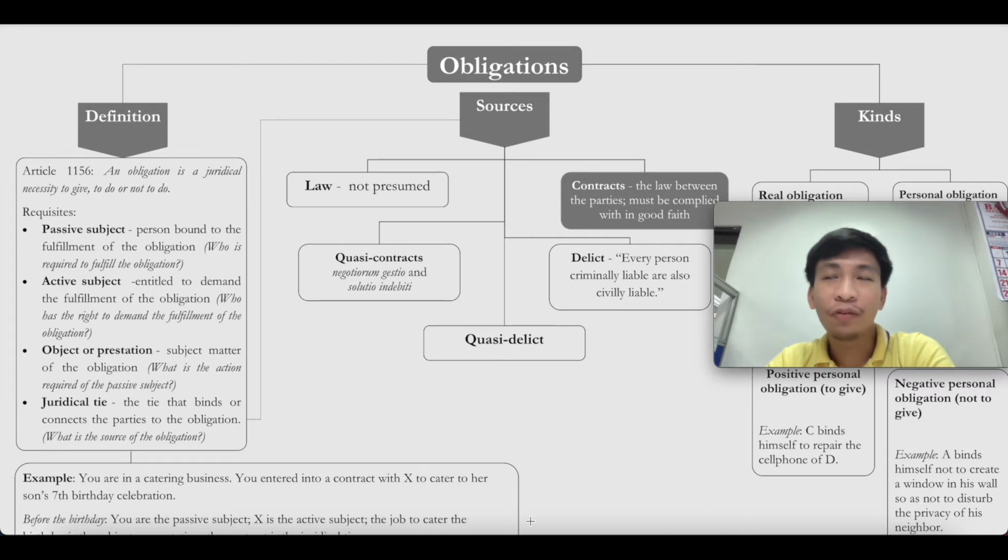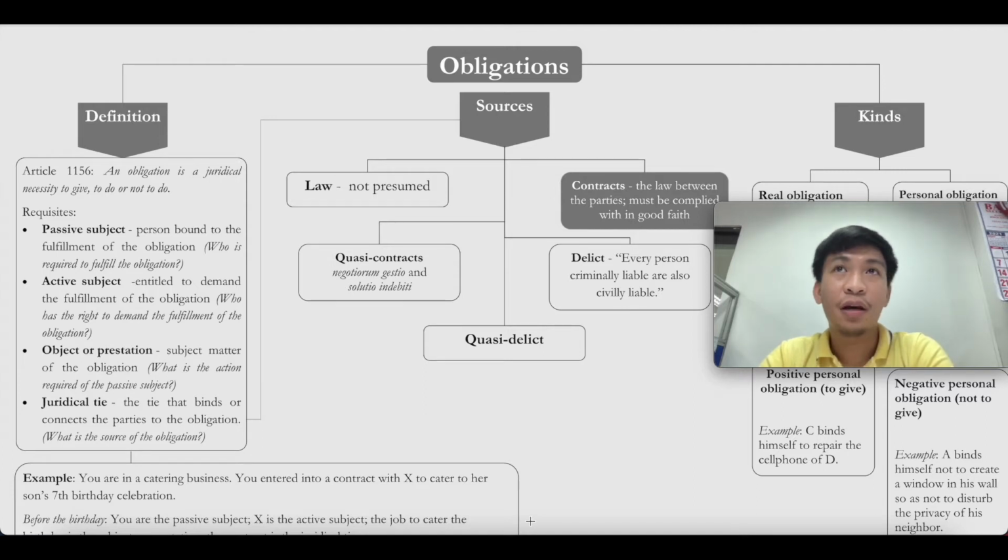So, according to Article 1156 of the New Civil Code, an obligation is a juridical necessity to give, to do, or not to do. Now, unahan ko na kayo. This is a rich source of exam questions, so might as well memorize that. Pero more than memorizing yung definition given under Article 1156, mas maigi siguro if we dig deeper into what obligations mean.